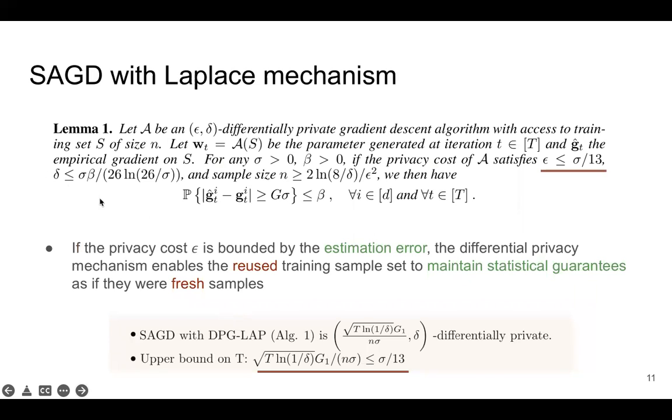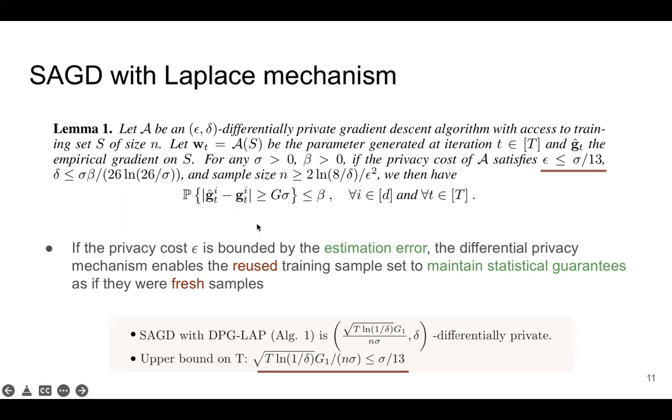So this is one. This lemma shows that for any differentially private gradient descent algorithm, in which we only access the training set S with size n, and the parameter WT, you can get this output parameter, and the gradient. The GT hat here is the empirical gradient, and we can see given some conditions for the delta and the sample size, we can get a concentration between the empirical gradient and the population gradient.